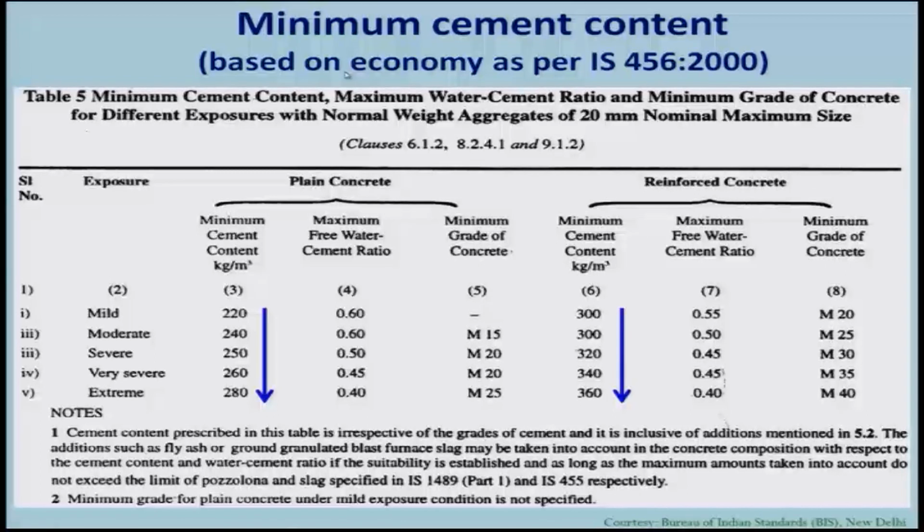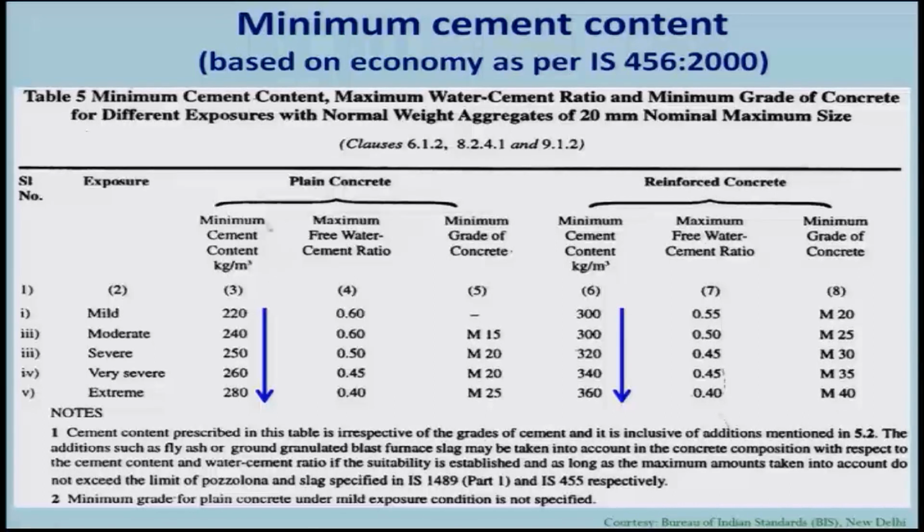So, in this slide you will see the minimum cement content, maximum free water cement ratio and minimum grade of concrete that is specified from economy perspective, and this table is also from IS 456. So, on the left you have the different exposure conditions: mild, moderate, severe, very severe, extreme, and again you have two broad classifications. One is whether you have reinforcement in concrete or not. The first one is plain concrete where you do not have reinforcement, and the second one is reinforced concrete.